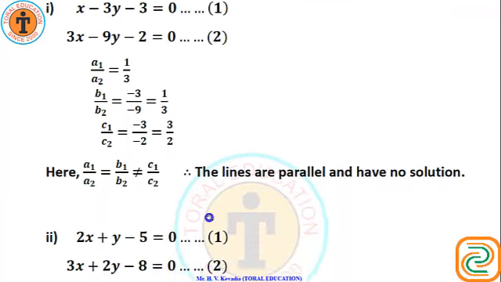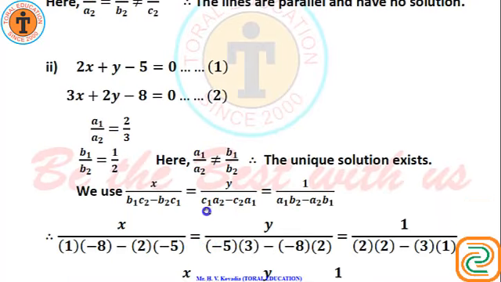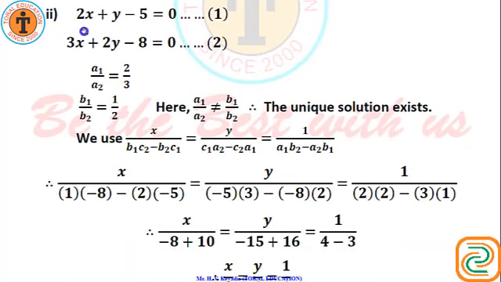Now question number 2: 2x plus y minus 5 equals 0 and 3x plus 2y minus 8 equals 0. In the question 5 is given as positive, but I have taken it as negative. 8 is similarly given as positive, and I have taken it as negative. Here a1 upon a2 equals 2 upon 3, b1 upon b2 equals 1 upon 2. So a1 upon a2 is not equal to b1 upon b2. Therefore, a unique solution exists.